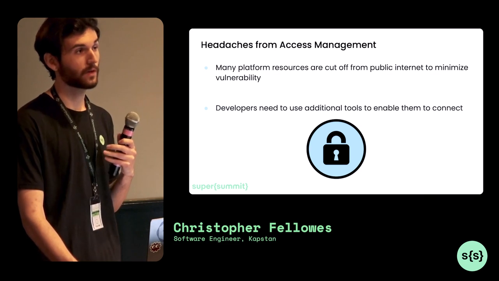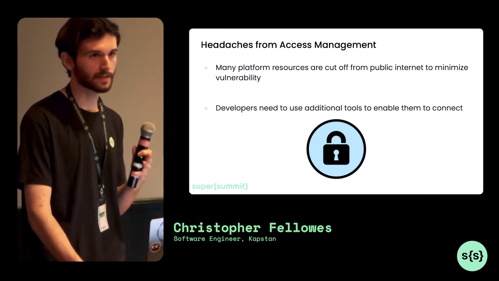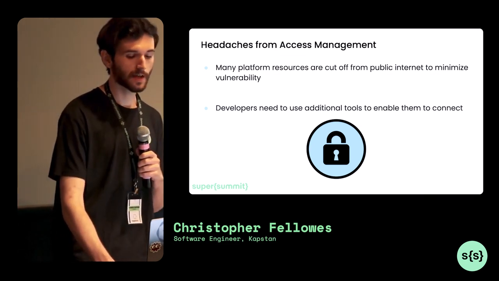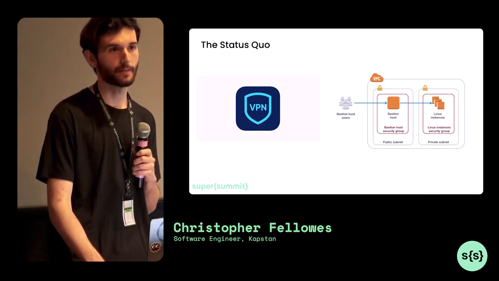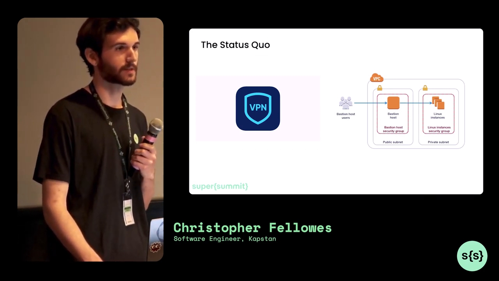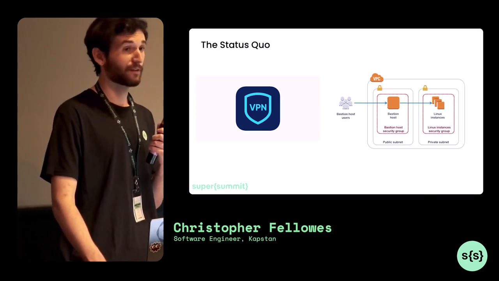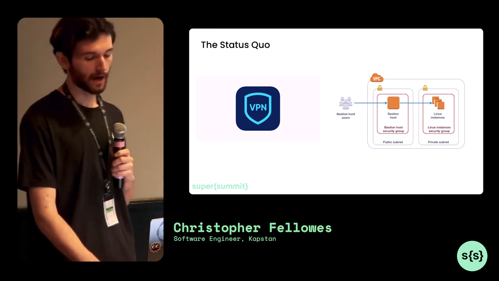But now, when you as a developer need to go and check some logs or run some queries against it, you're also locked out because you are trying to use the public internet. And that's where the status quo of VPNs and bastion hosts comes in. These are two extremely common solutions for how to remedy this problem. They function and they work, but they cause a lot of issues.